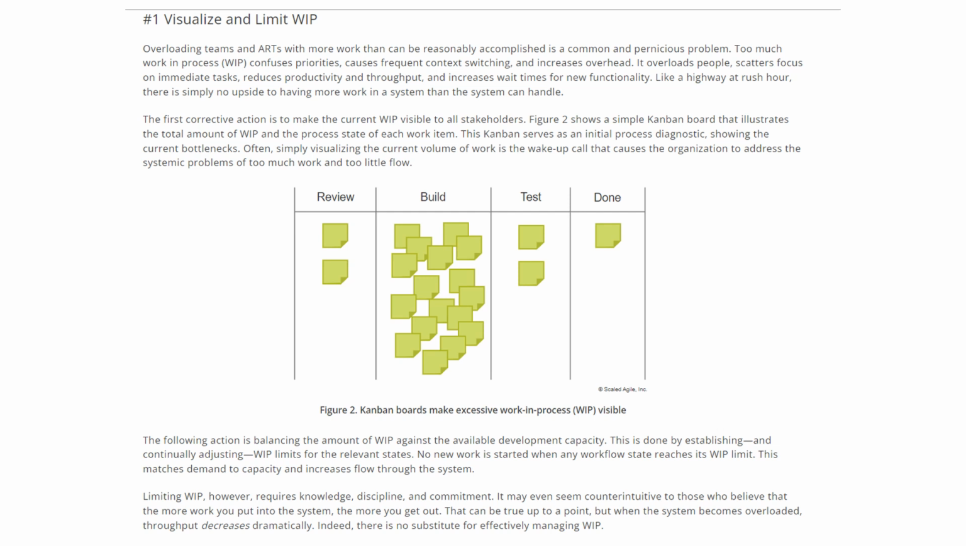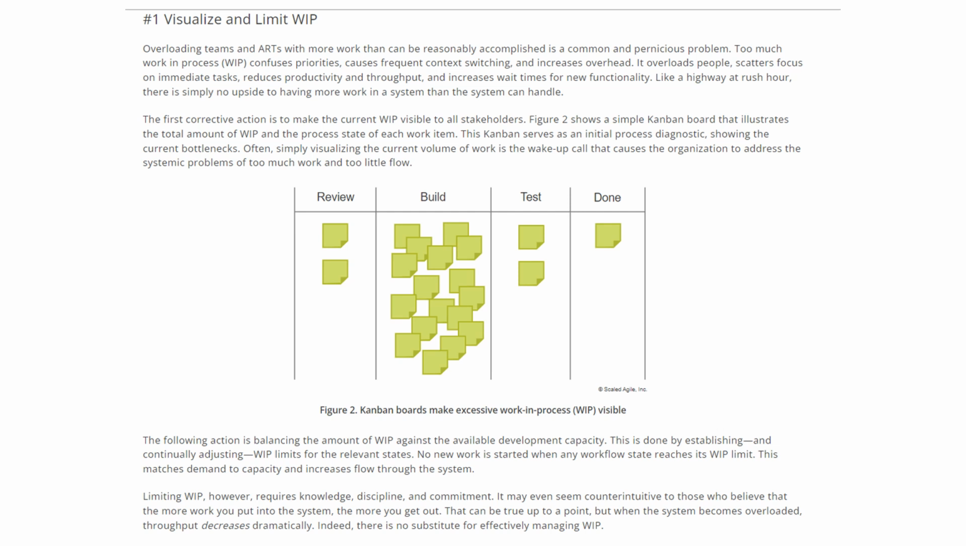The following action is balancing the amount of WIP against the available development capacity. This is done by establishing and continually adjusting WIP limits for relevant states. No new work is started when any workflow state reaches its WIP limit. This matches the demand to capacity and increases the flow through the system, right?